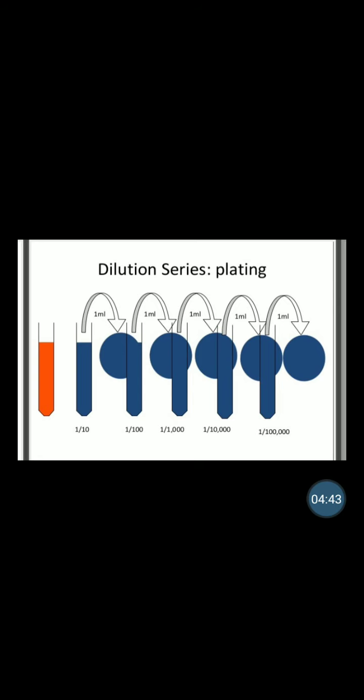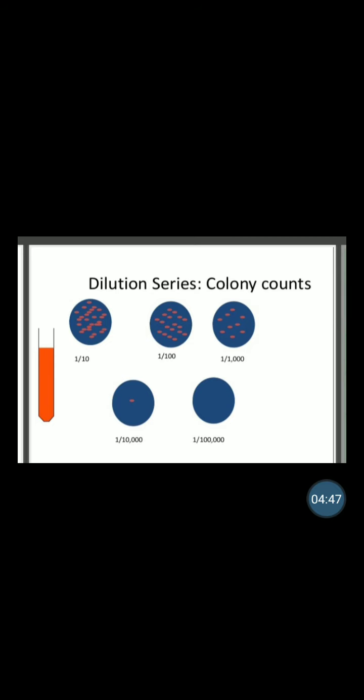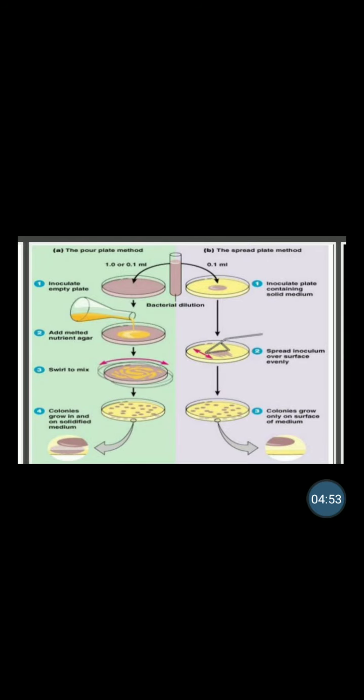Here also see the dilutions. Here we can see the colonies which are formed on the plate. Here we can see the pour plate method and spread plate method. In the pour plate method, first inoculate the empty petri plate, then add melted nutrient agar, swirl to mix, and last the colonies grow in the solidified media.